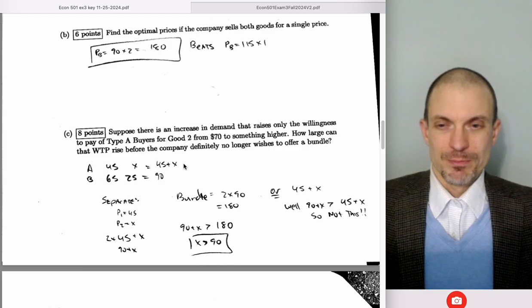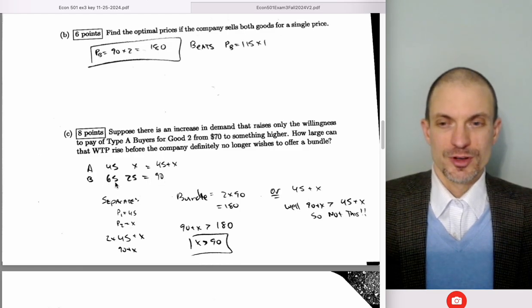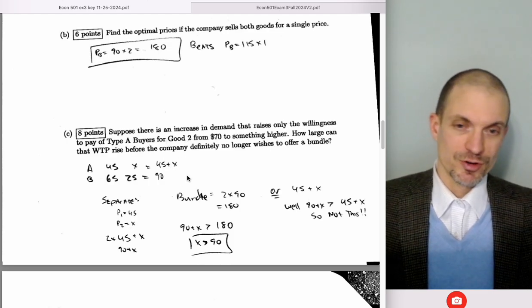And if I'm looking at the bundle, well, the bundle for consumer B, that's not going to change. They're always going to be willing to pay 90 for the bundle. The bundle for consumers of type A is always going to be 45 plus X, where X is how much they're willing to pay for good 2.